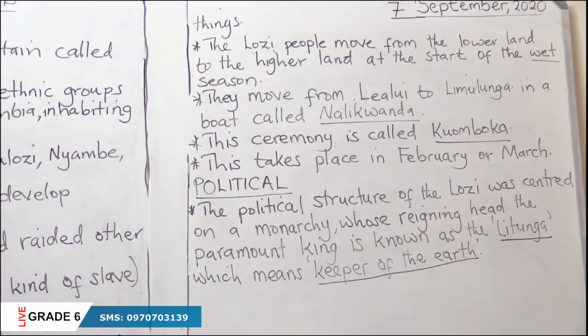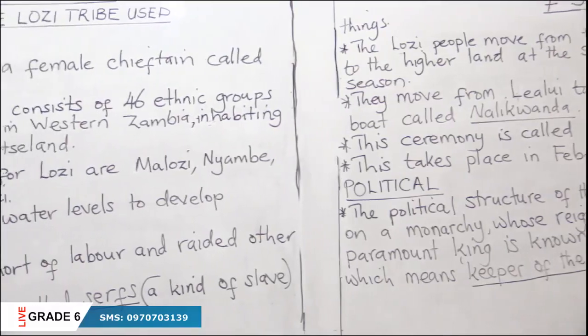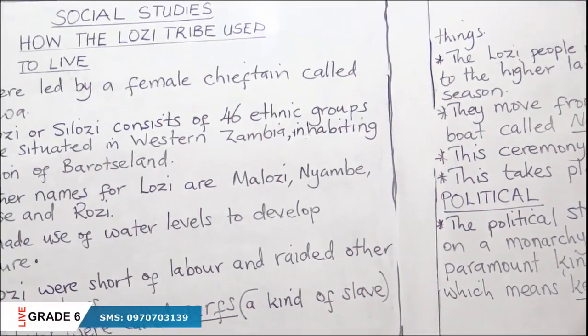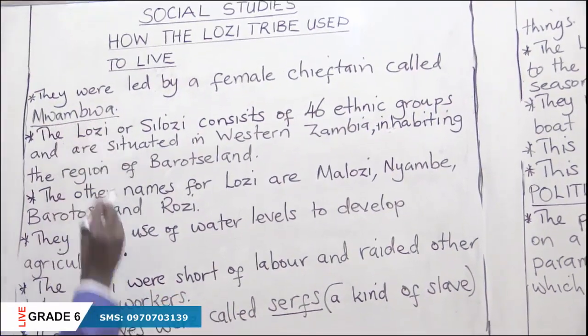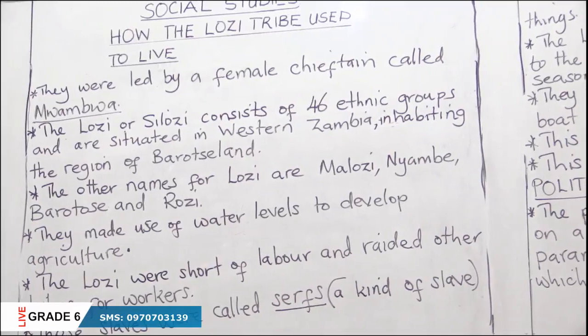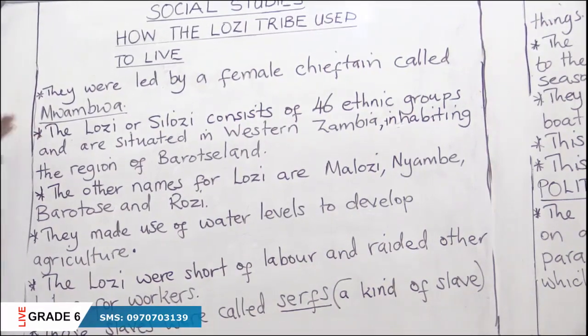All right, so that's it about the Lozi people, boys and girls. But let's just go through what we have learned about the Lozi people before we go to another topic for today. We have learned that the Lozi people were led by a female chieftain called Mwambwa, and that this female chieftain had a daughter known as Mbuyawa Mwambwa.